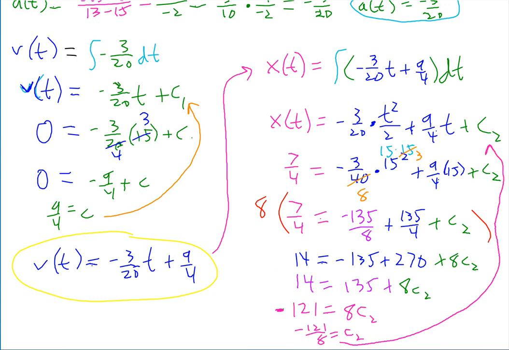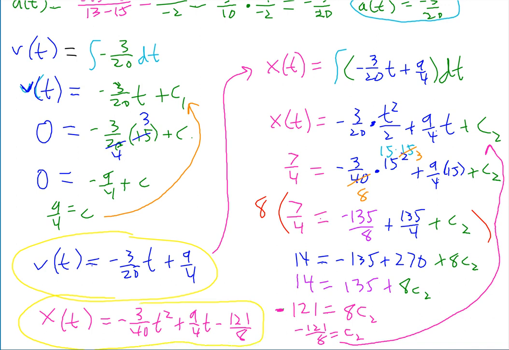And we'll have our position function: x of t equals -3/40 t squared plus 9/4 t. And we just figured out c is -121 over 8. So there's our position function on that interval. And that concludes the notes for AP Calculus on the topic of interpreting the graph of the velocity function.